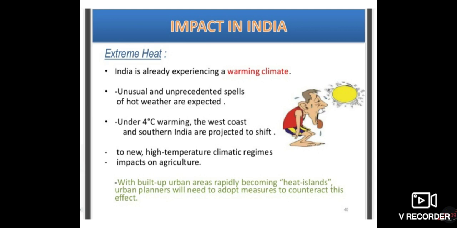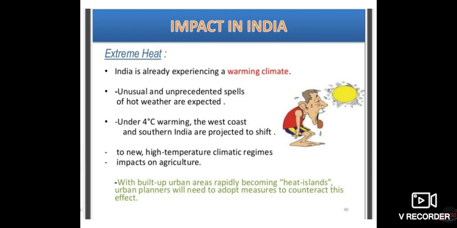India is already experiencing a warming climate, and unusual and unprecedented spells of hot weather are expected. Under 4-degree warming, the west coast and southern India are projected to shift to new high-temperature climate regimes, with impact on agriculture, and built-up urban areas rapidly becoming heat islands. We need to underline this point: urban areas become heat islands. So this is the impact of climate change in India.